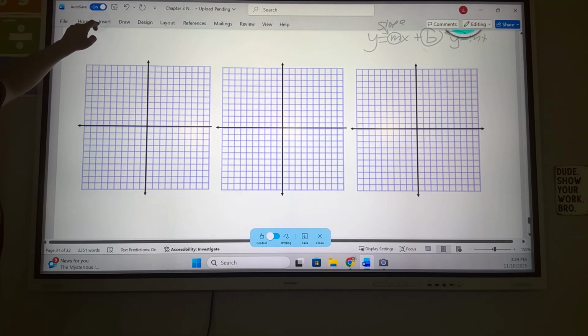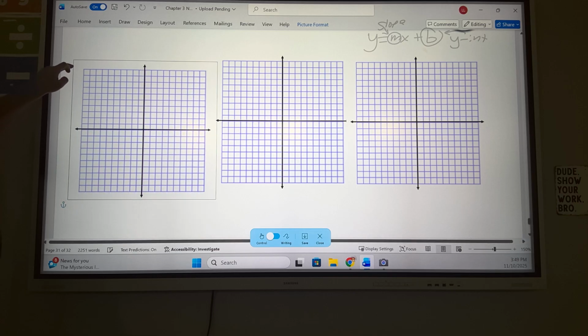Okay, the last monitoring progress. Oops, don't want to move that.